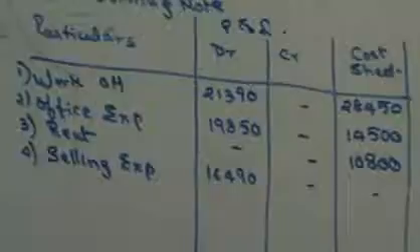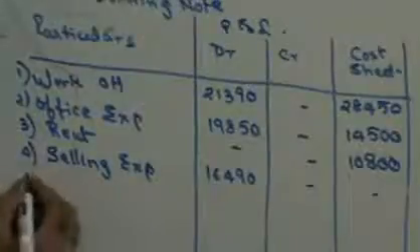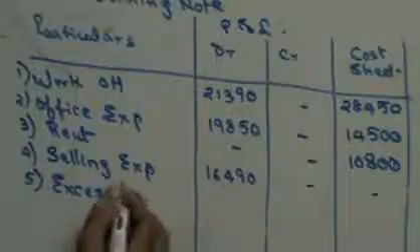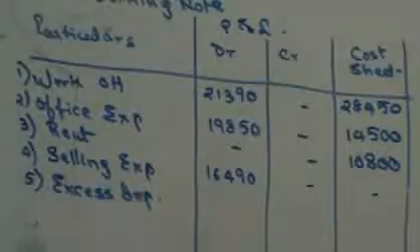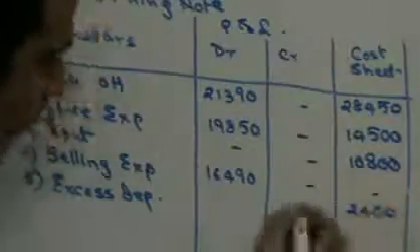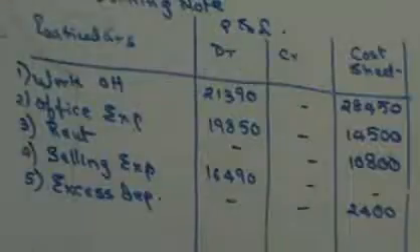Excess depreciation charge in cost. Excess depreciation. It is excess in which account? Cost account. So you will record this in cost, 2,400. Excess depreciation charge in cost.